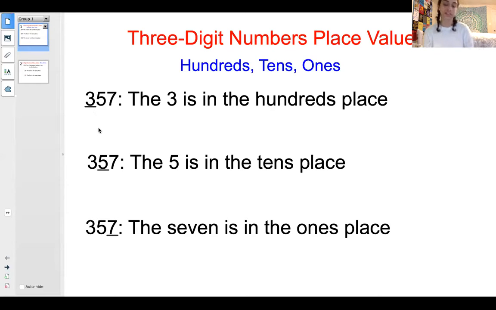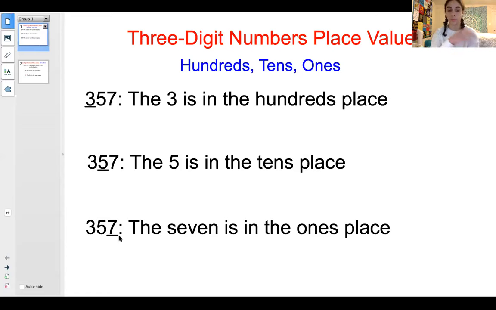Remember when we talked about expanded form? When we pull it all apart, it's 300 plus 50 plus 7. The 3 is in the hundreds place. The 5 is in the tens place, which means there are 5 tens. So in expanded form, that would be 50, meaning 5 tens is the same as 50. If I had 5 rods from the base 10 blocks, we would have 50 all together. And the 7 is in the ones place.